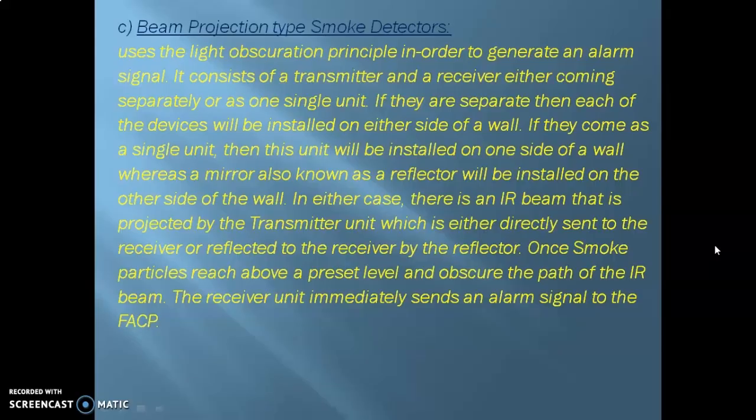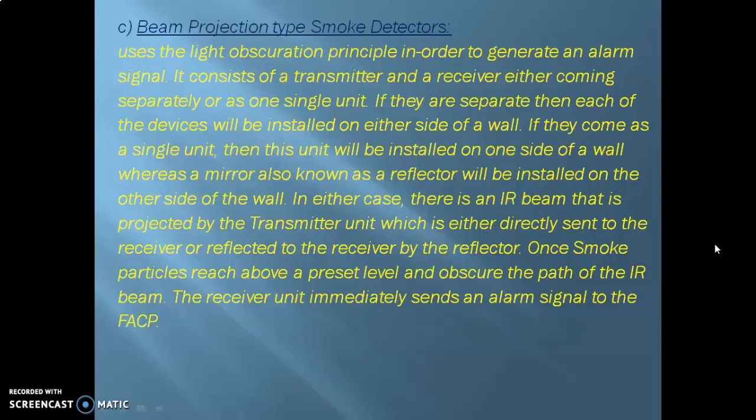So now the thing is that you have a continuous beam of infrared light that is projected from one wall to the other. Any time that smoke gets in between this beam of light and obstructs it, then the transmitter and receiver unit, or just the transmitter unit if it is separate, will initiate an alarm signal due to the blockage that is being created by the smoke present in that particular area. Then this signal is transmitted to the FACP after being processed.